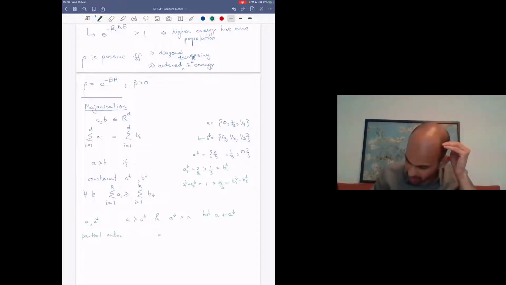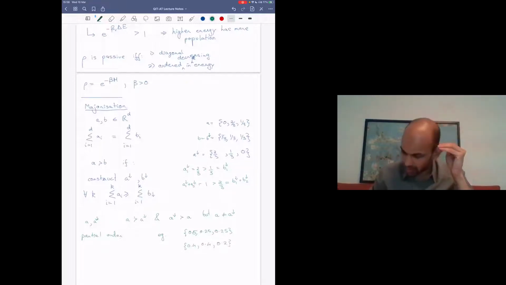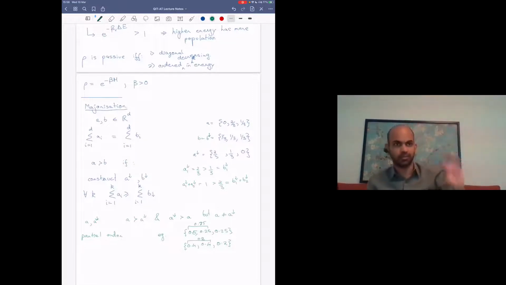A very simple example would be these two vectors. Just take 0.5, 0.25, 0.25, and the other vector 0.4, 0.4, 0.2. The largest element of the first is greater than the largest element of the second. But if you take the sum of the two largest elements, in this case it is 0.75, and in the other case it's 0.8, which is greater. So it's the opposite way around. These two vectors have no relationship based on majorization. Neither of them majorizes the other.